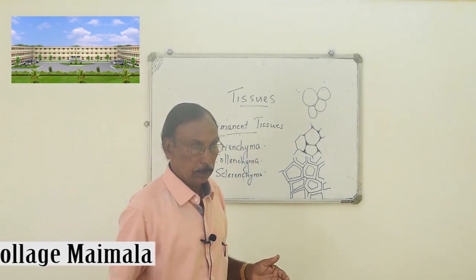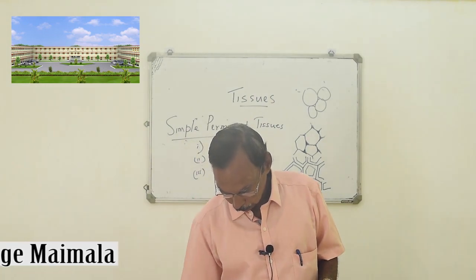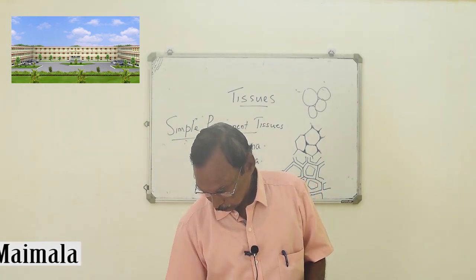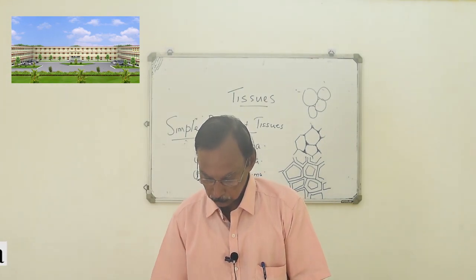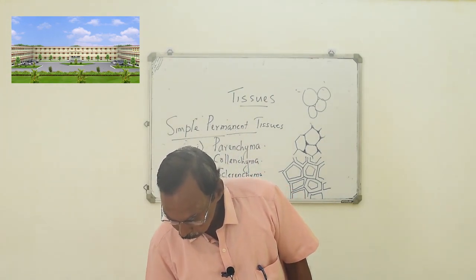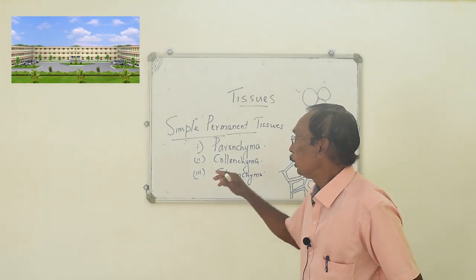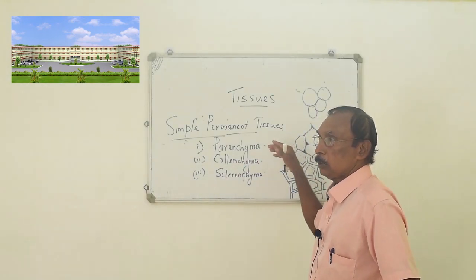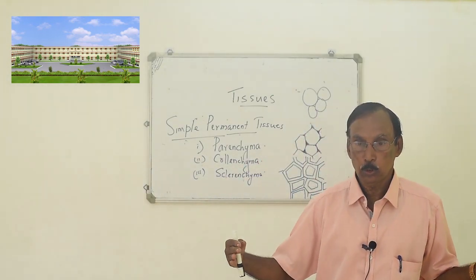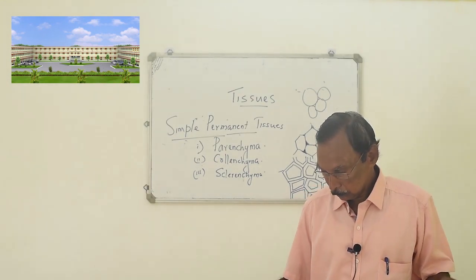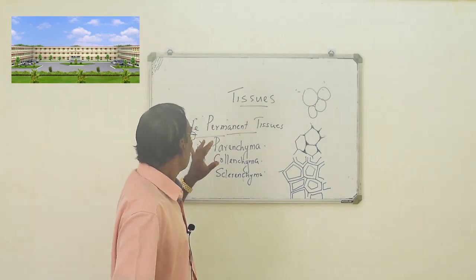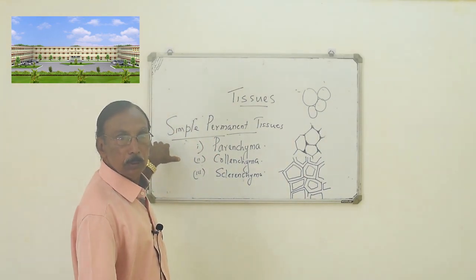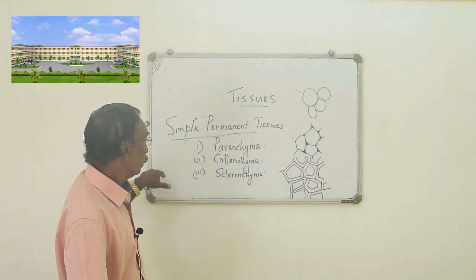Second, intercalary and lateral meristem function. Intercalary meristem helps the internode to grow. Lateral meristem makes the plant grow in width or diameter. Then we discussed permanent tissues. Permanent tissues are two types: simple permanent tissues and complex permanent tissues.